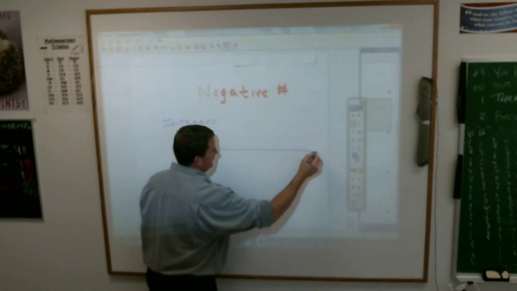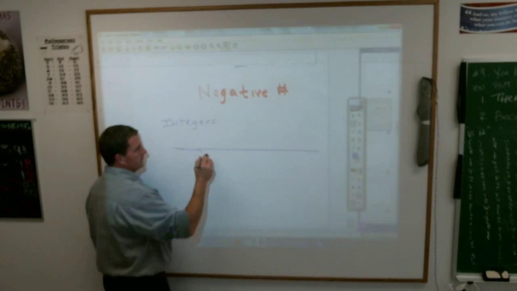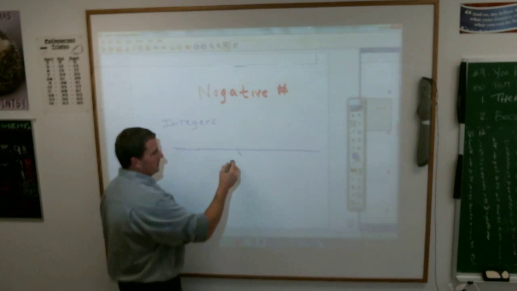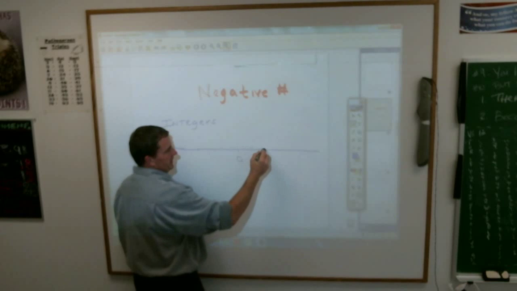I think we've done this before. By the way, integers are only whole numbers. We don't have to worry about fractions or decimals here. We're pretty familiar with the number line on the positive side.